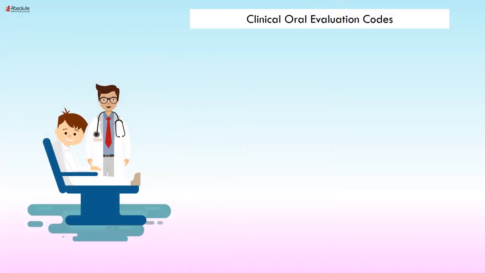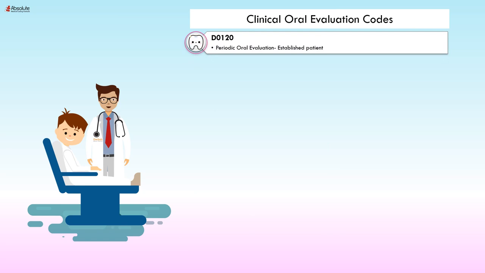Okay, so here we are. Now it's time for us to get a closer look at those clinical oral evaluation codes. We have D0120. This is the code for periodic oral evaluation for an established patient. Pretty much, this is an evaluation performed on a patient of record to determine any changes in the patient's dental and medical health status since a previous comprehensive or periodic evaluation. So typically, this is when a patient comes in for a periodic oral evaluation.